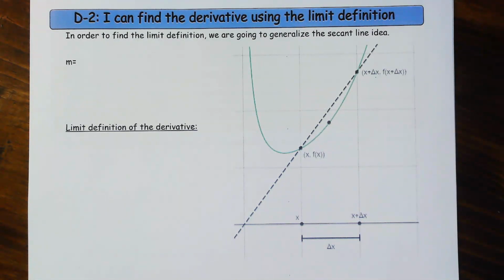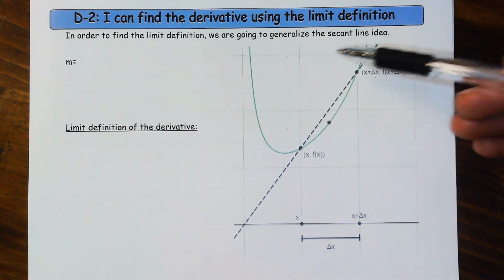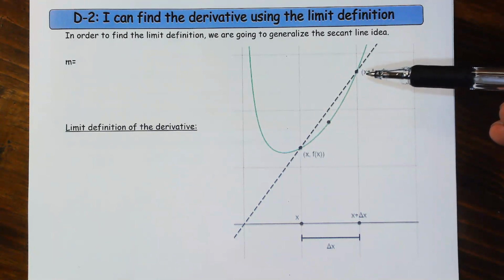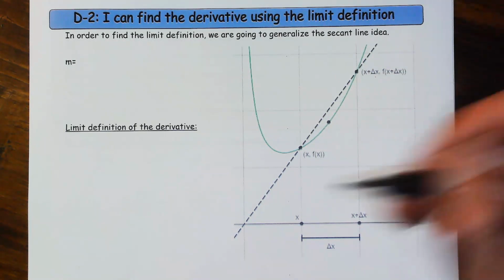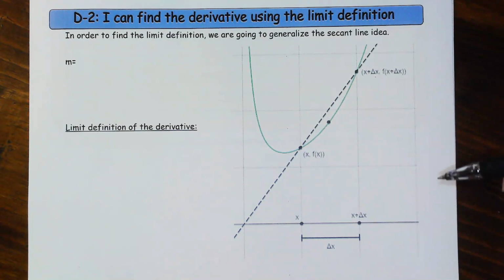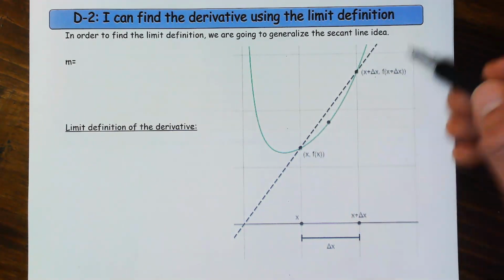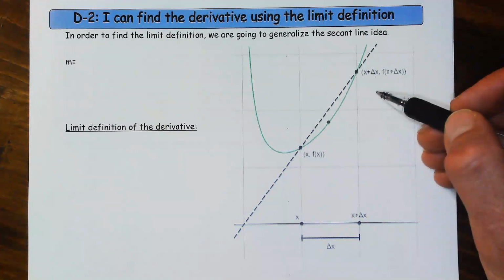Second learning target. This is where we're actually going to do the main thing in the learning target: finding those derivatives using that limit definition. The way we're going to do this is we're going to take the secant line problem that we did in D1 and we're going to generalize it. So instead of having specific x values like 4 and 6 like I used in the first one, we're going to use general x values like x and then this x plus delta x idea.